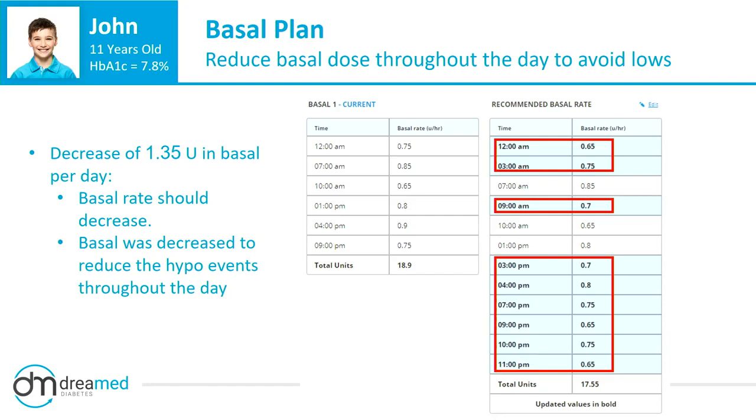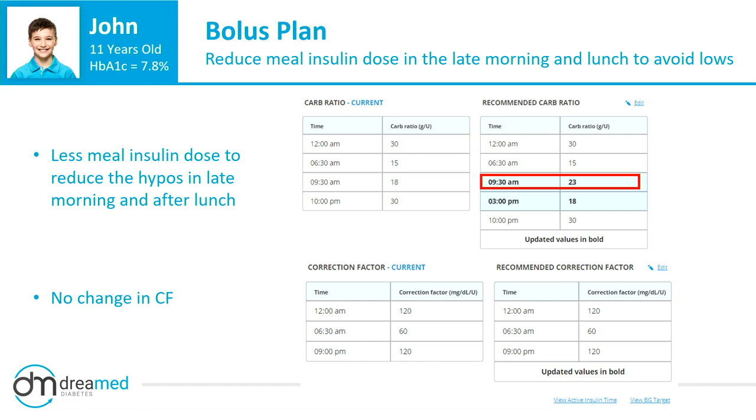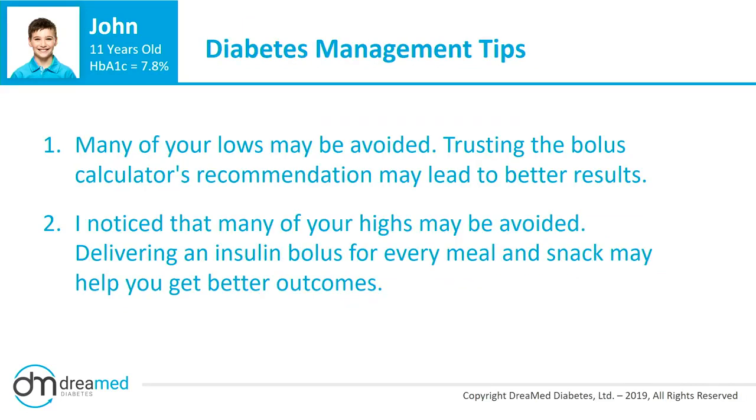1.35 for the day. And you can see that the reductions are exactly on the times where that patient has hypoglycemia patterns. Then he makes some changes to the meal boluses between 9:30 a.m. to 3 p.m. Again, it's related to the meal boluses that we saw that the patient afterwards gets into hypoglycemia. And also, we make 2 recommendations about behavior.